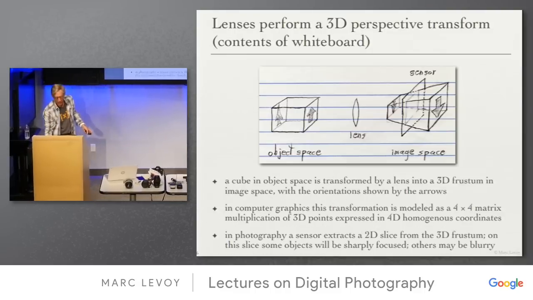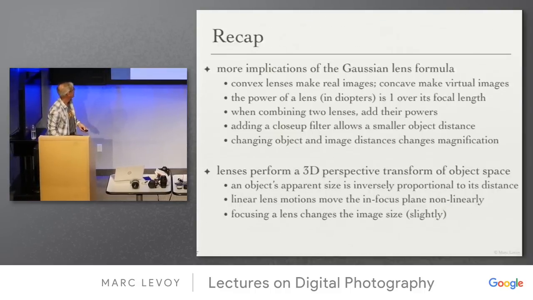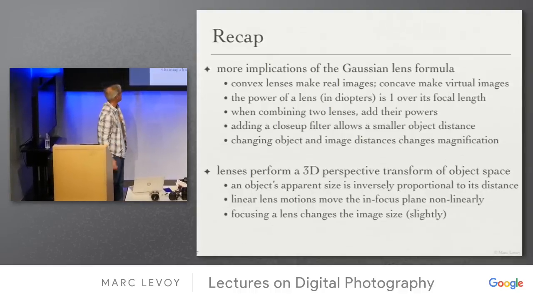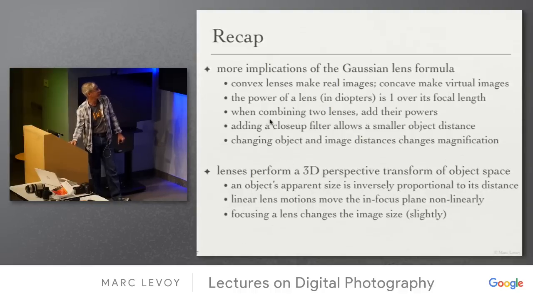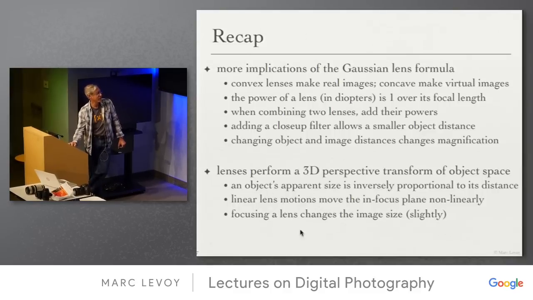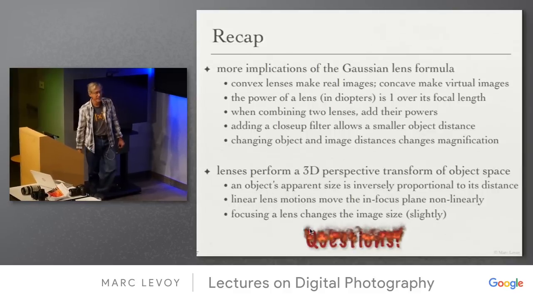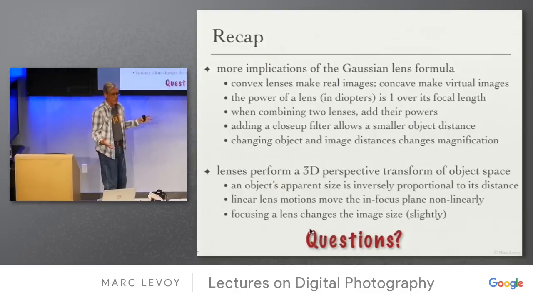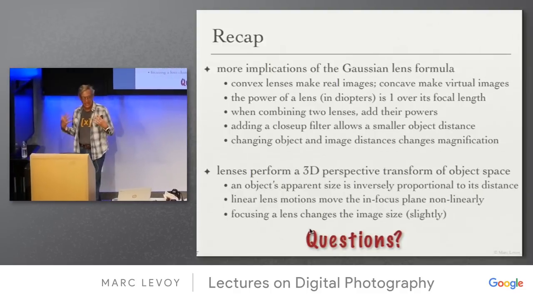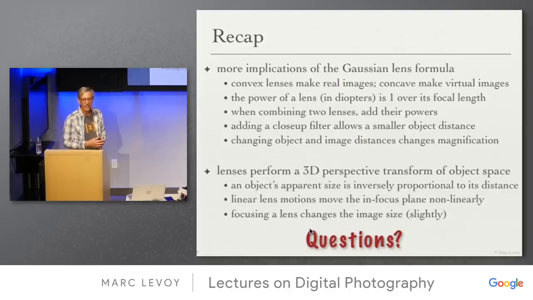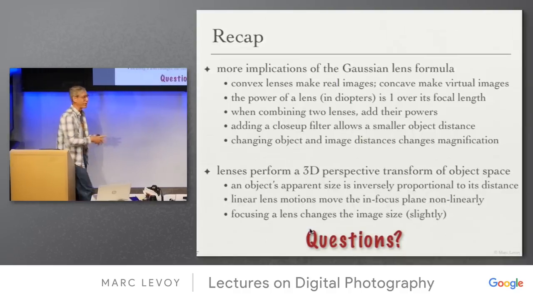Okay, so more implications of the Gaussian lens formula. We've talked about convex, concave. We've talked about power, combining lenses, close-up filters, and then this idea of the 3D transformation. So I know there's been a lot of material here. Any questions here? It's a good time to kind of stop and take a breather for a second.